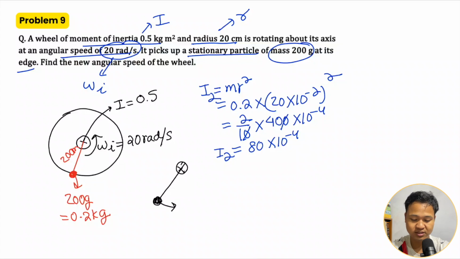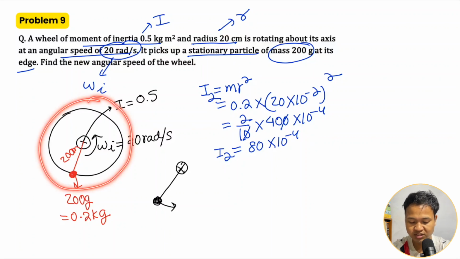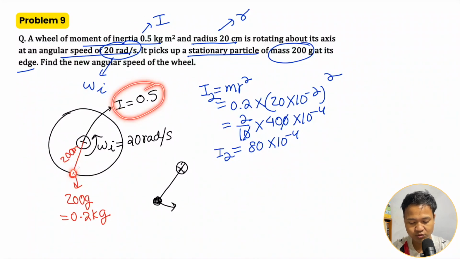So for the small particle that is stuck, let's say finally when it sticks here, the new angular velocity is omega final. The new moment of inertia is the resultant moment of inertia, so this plus the moment of inertia of this. This is the final moment of inertia. There is no external torque here.